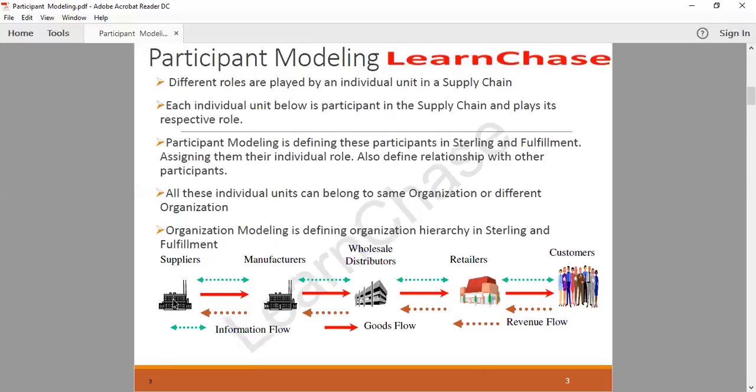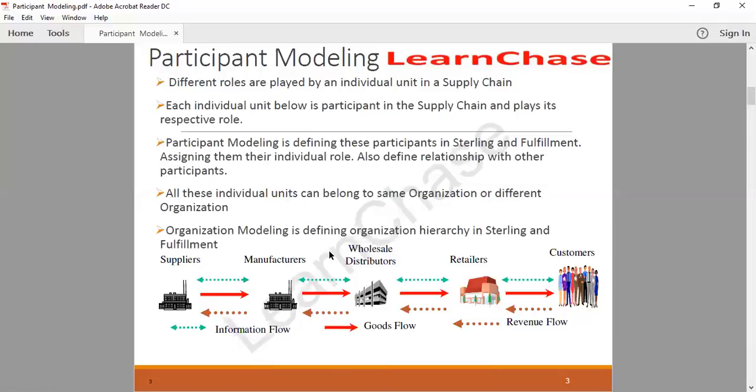Now when the customer buys some things, there is a revenue flow. The revenue flow goes back in the reverse direction, right from the customer level. It keeps on going back till it comes to the supplier level. At any point in time, the revenue is also there in the manufacturer, in the wholesale distributor, in the retailers, and so on. So we define each one of them and what are the roles that they play. They all belong to the same organization, or maybe they belong to different organizations.